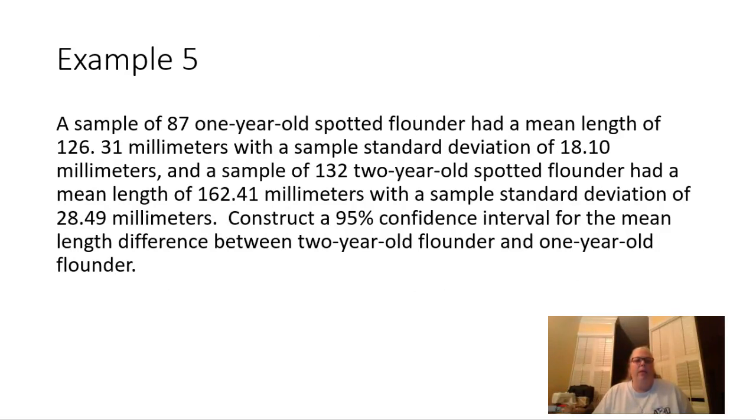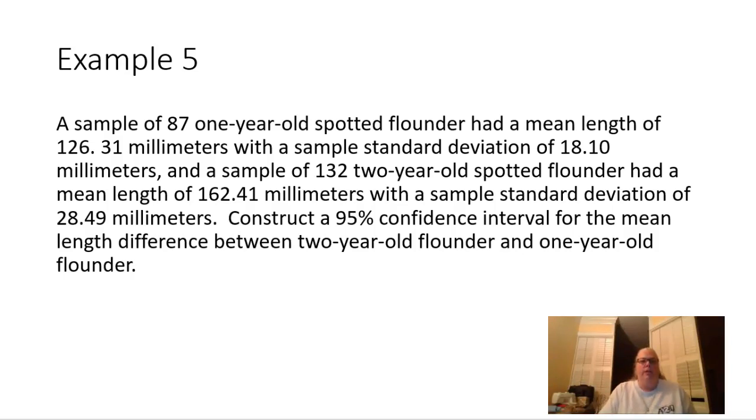Example 5. A sample of 87 one-year-old spotted flounder had a mean length of 126.31 millimeters, with a sample standard deviation of 18.1 millimeters. And a sample of 132 two-year-old spotted flounder had a mean length of 162.41 millimeters, with a sample standard deviation of 28.49 millimeters. Construct a 95% confidence interval for the mean length difference between two-year-old flounder and one-year-old flounder.